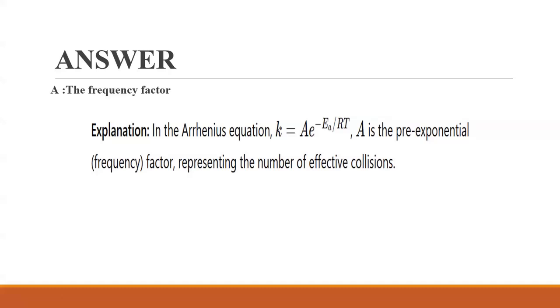In the Arrhenius equation, k is equal to A times exponential of negative Ea over RT, whereby Ea is the activation energy and A is the pre-exponential frequency factor representing the number of effective collisions.